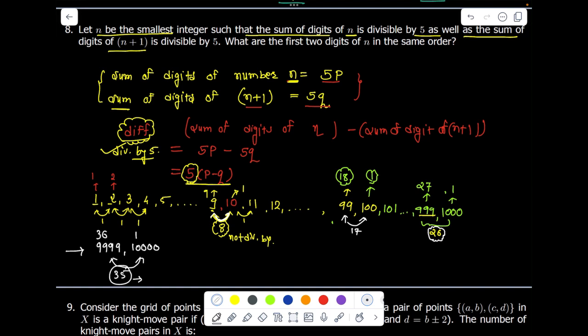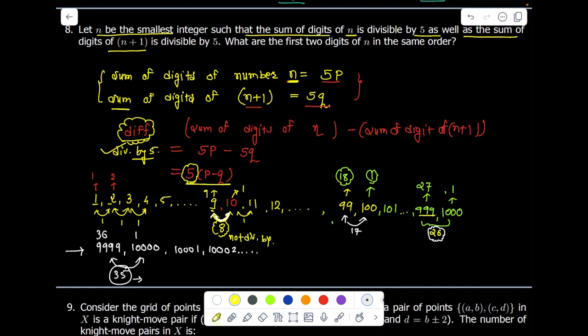So these are two numbers in which the sum of the digits should be divisible by 5 and their difference should also be divisible by 5. One logic is correct here, 35 is divisible by 5, but the individual sum is not divisible by 5. So here I can go from 10,001, 10,002, and so on. So in between there will be a number whose sum of digits is divisible by 5.